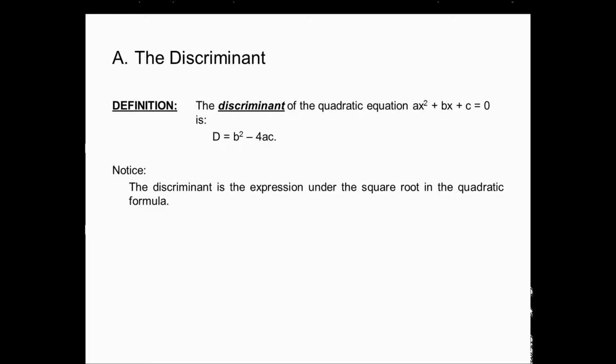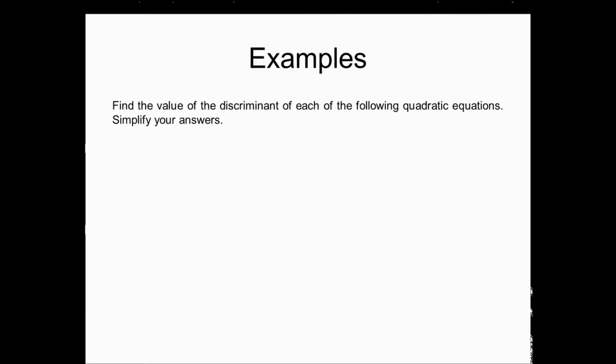Notice, the discriminant is the expression under the square root in the quadratic formula. So the discriminant is just whatever is under the radical in the quadratic formula. The part that's not under the radical, the negative b over 2a, we'll discover what it's used for later. It doesn't have a name, but it does have a use.